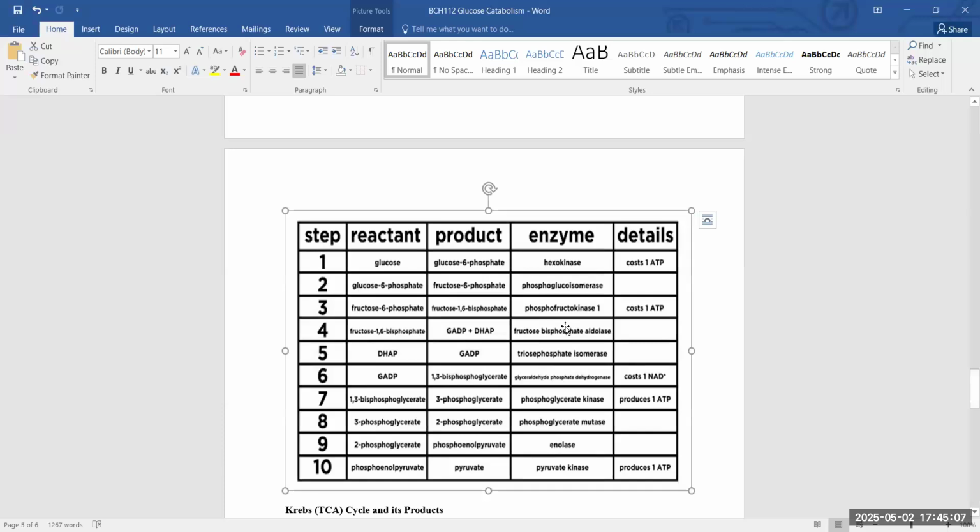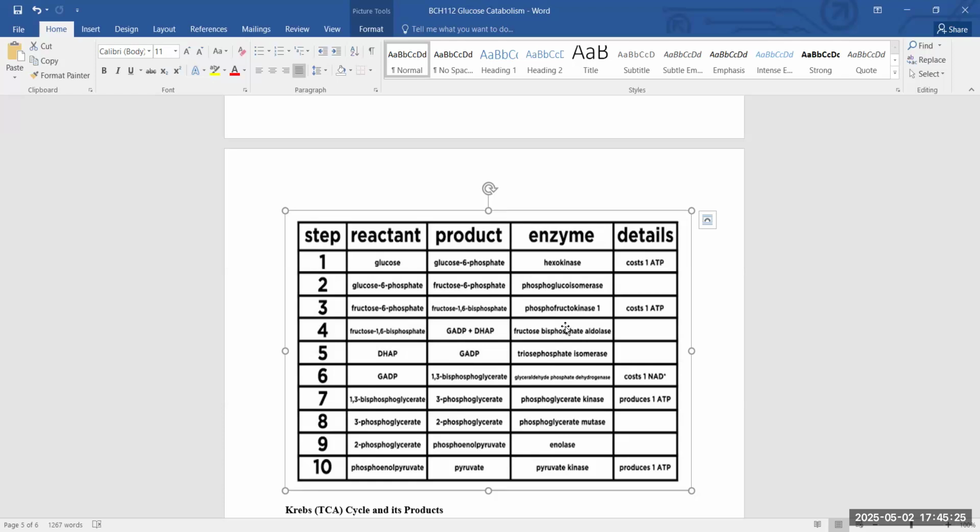And this table you are seeing is to further make the reactions simpler for you. You see, I divided it into 4, and these are the 10 steps. I divide each step into 4. I put the reactant, which is the starting material. I put the product, which is the end product of each reaction.